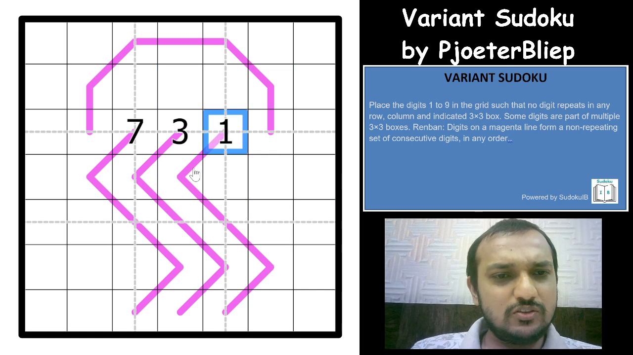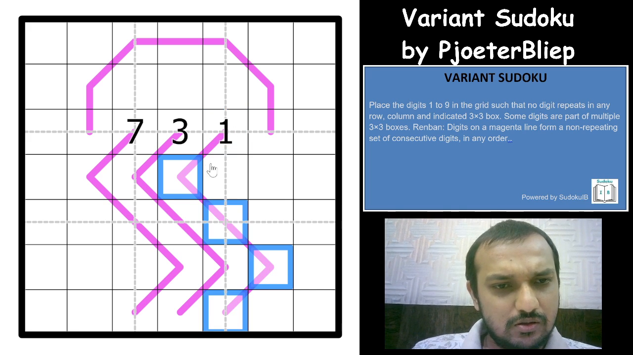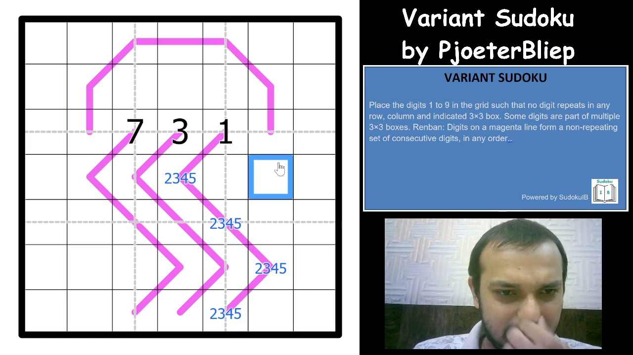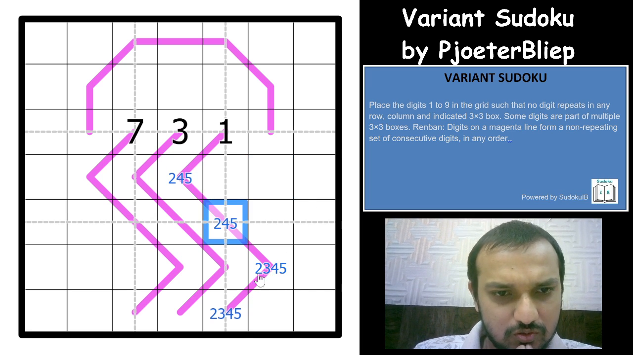I could see that this one is already on the line, so all the other digits would have to be 2, 3, 4 and 5. This cannot be a 3, this cannot be a 3. So there is a 3 in one of these 2 cells. Okay.